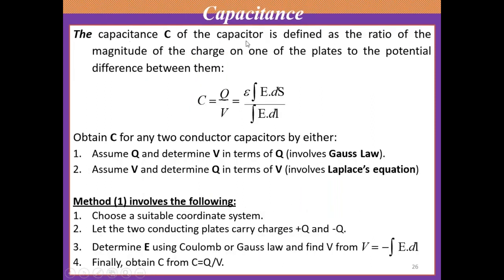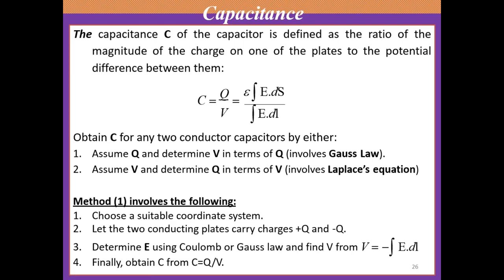The capacitance C of the capacitor is defined as the ratio of the magnitude of the charge on one of the plates to the potential difference between them. So this is the capacitance of a capacitor defined as this. We can obtain C for any two-conductor capacitor by either assuming Q and determining V in terms of Q, which involves Gauss's law, or assuming V and determining Q in terms of V, which involves the Laplace equation. So let's check the methods.